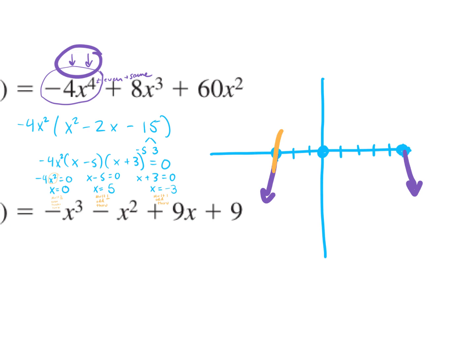At 0, what do we do? Touch and turn. So I'm going to make my way over to 0, and I just touch and turn. We don't go through the x-axis, just touch and turn. We bounce off of it. And then at 5, what do we do? Go through. So go through the x-axis there. So this would be our graph.